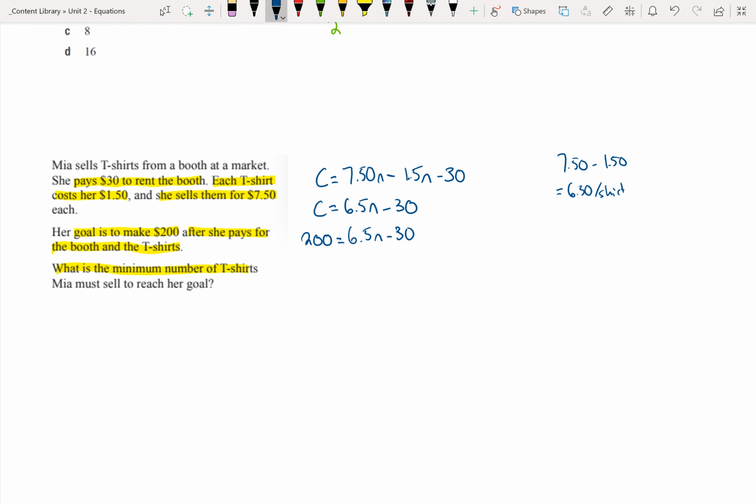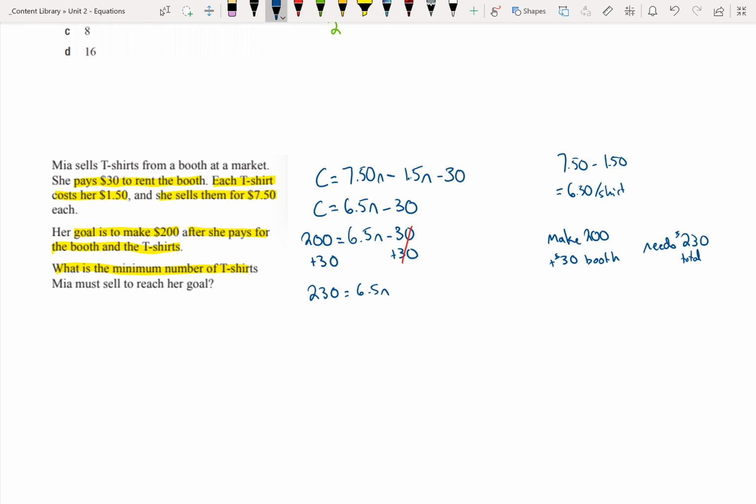Now I'm solving for n. So I'm going to add 30 to both sides. One side will cancel out. I'm left with 230 equals 6.5n. Some of you may have gotten to this step already by understanding that she wants to make 200 plus $30 for the booth. So she needs 230 total.